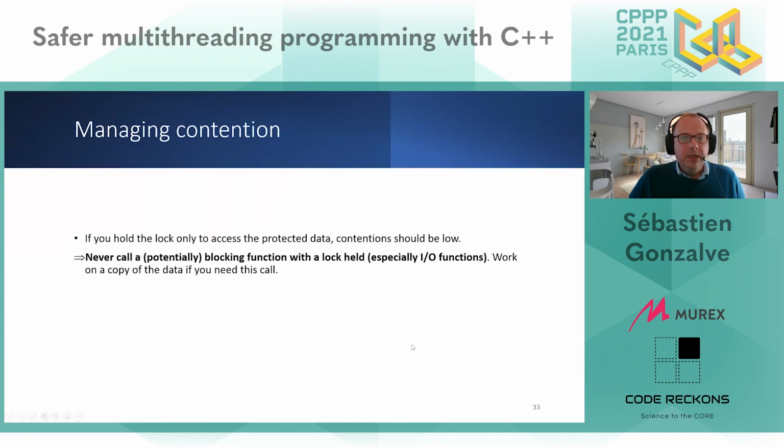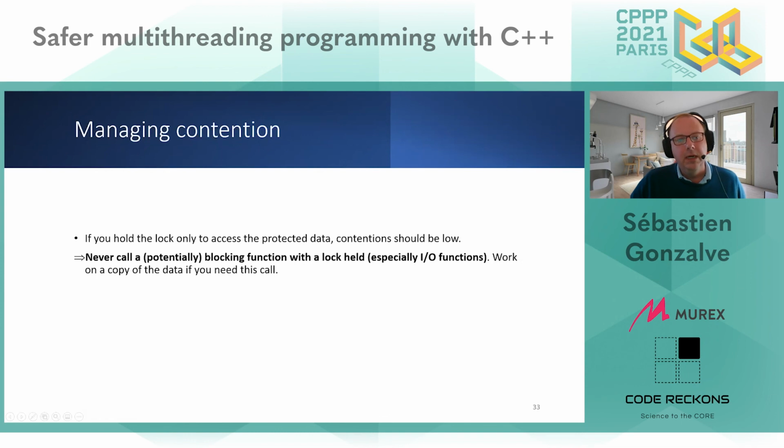This slide is about managing contention. So usually people say, well, I don't like locks because there is a lot of contention. If you protect data and only data, the contention should be low. Remember that a CPU can run billions of operations per second. Even if you spend quite a lot in flushing memories or making memory barriers, it is really, really, really fast, especially for 80% of the code you may write.